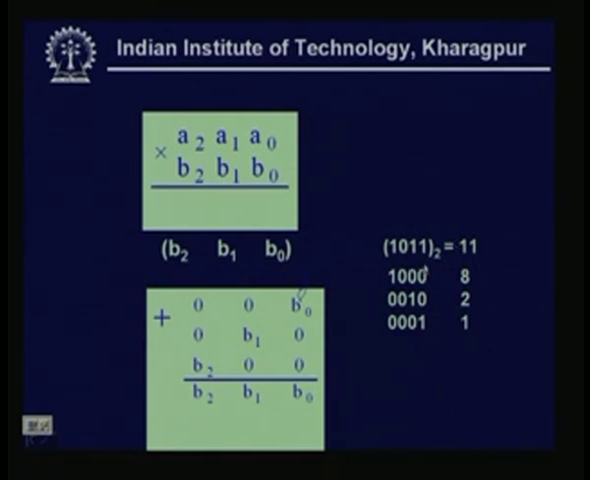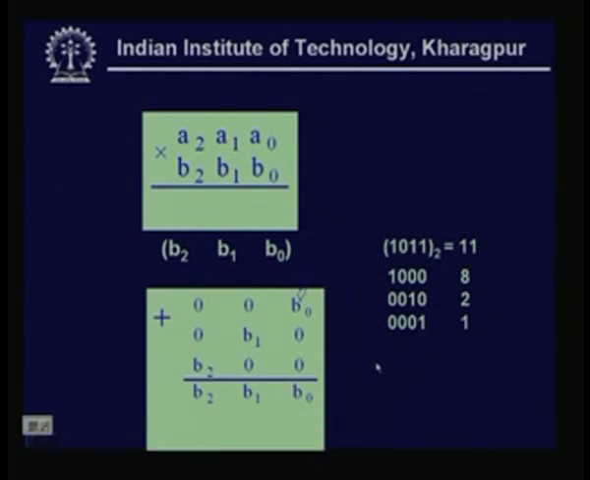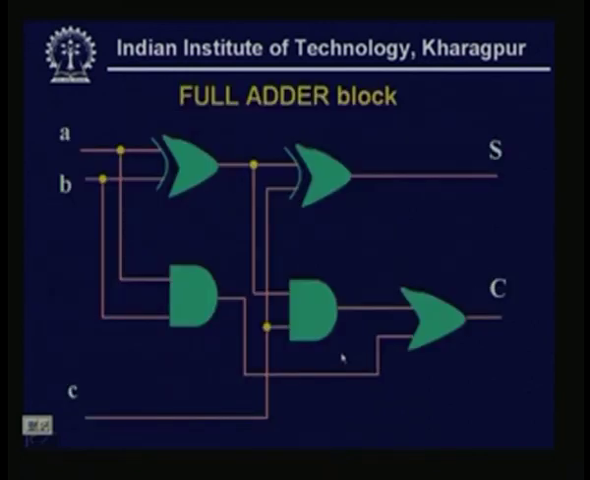Just if we take an example, say 1 0 1 1, I can break that into 1 0 0 0, 0 0 1 0, 0 0 0 1. So, 0 0 0 1 means decimal 1, 0 0 1 0 means 2, and this is 8. So, 8 plus 2 plus 1 will be 11, and 1 0 1 1 is also 11 in decimal. So, these two are the same. Now, this concept is utilized in the larger multipliers.